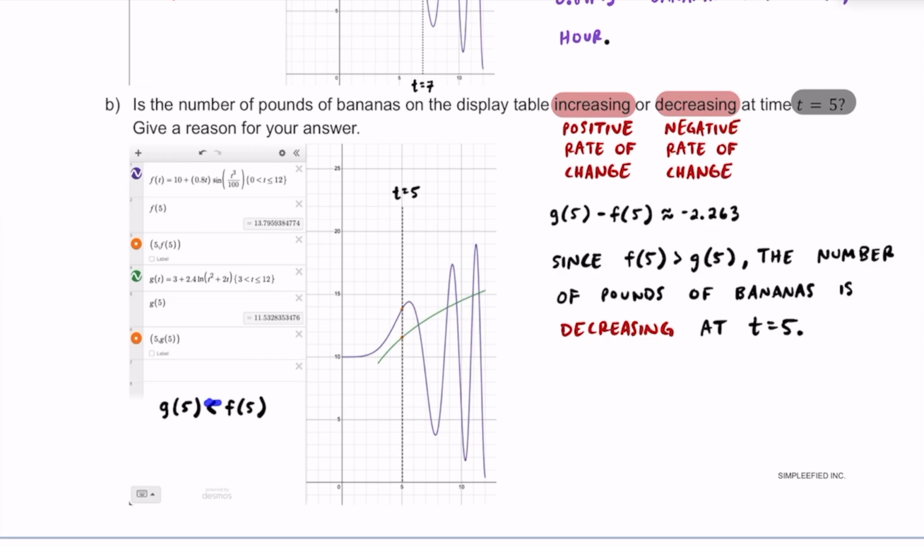And if these were equal to each other, that also lets us know that the amount is not changing at all, that the rate at which they're being taken is the same as the rate at which they are being put back on. So we should have an equivalent rate there.